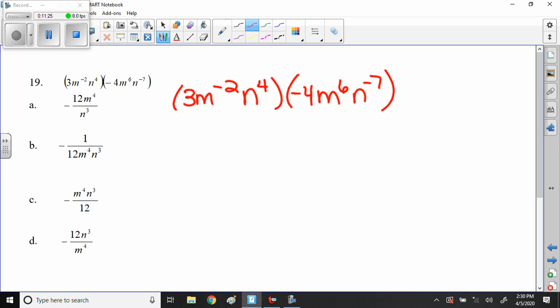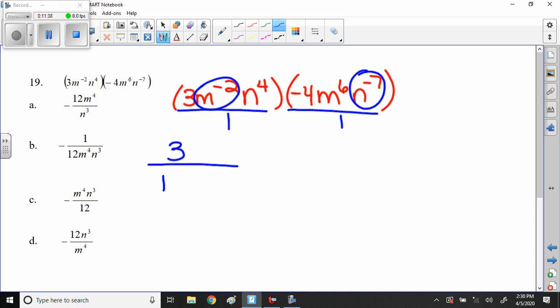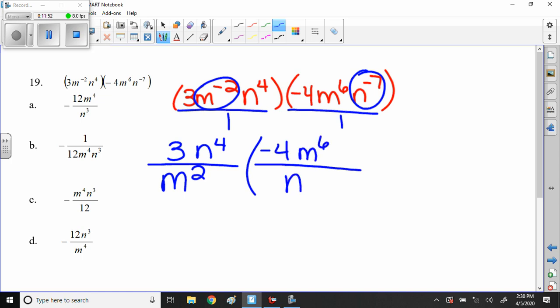Okay. So notice how I have negative exponents. So because of that, I'm going to move these around first. Okay. So really these are over ones, right? So my 3 does not have a negative exponent, so it stays. My m has a negative 2, so it becomes a positive 2 if we move it down. N to the 4th, because that's okay where it is. And then we're multiplying it times my negative 4 is good where it is, my m to the 6th is good, and then we need n to the 7th down in the denominator.